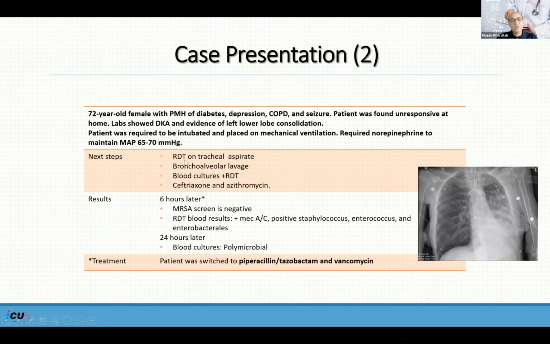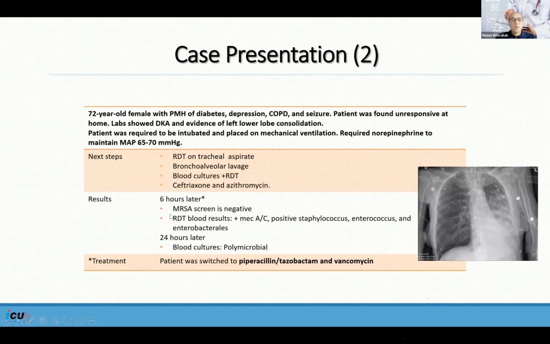Okay, so we did RDT on tracheal aspirate, bronchial alveolar lavage, and we did blood cultures and RDT. According to IDSA guidelines, we start patient on ceftriaxone and azithromycin. Okay, so very clear here, community-acquired pneumonia, clarithromycin, azithromycin, and ceftriaxone would be a good choice.